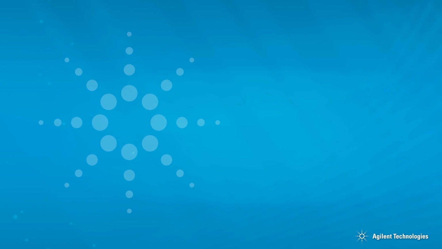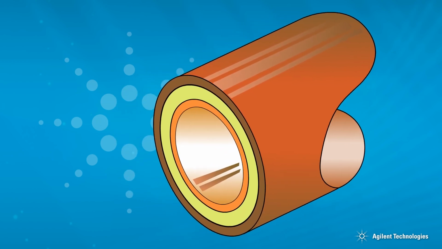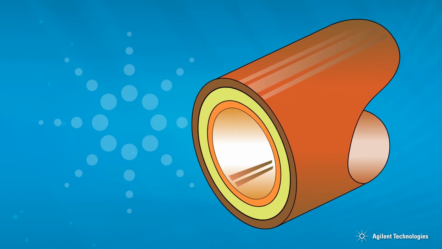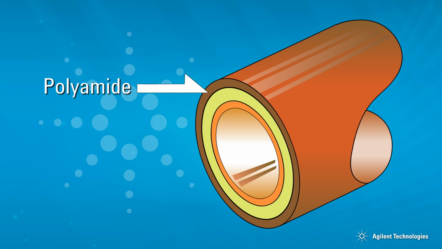The following will depict the basic components of a GC system and also show the process of sample injection, separation, and detection. This shows the cross-sectional view of a capillary GC column. The column is made of fused silica glass that is coated on the outside with polyamide, a high-temperature polymer that allows the column to be coiled and bent without breaking.